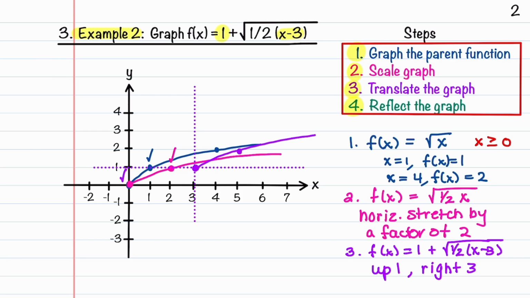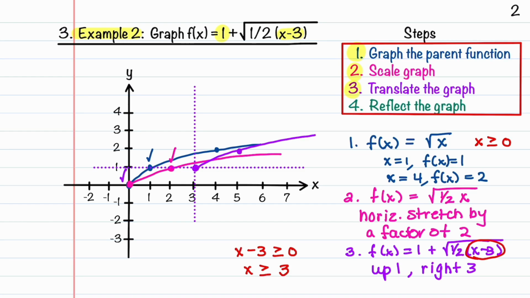Before we talk about step 4, I want to talk about the domain of this function. Notice from this part of our function that our function is only going to be defined for x minus 3 greater than or equal to 0, because you can't have a negative square root. So that means our function is going to be defined for x is greater than or equal to 3, and that's exactly what we drew on our graph.